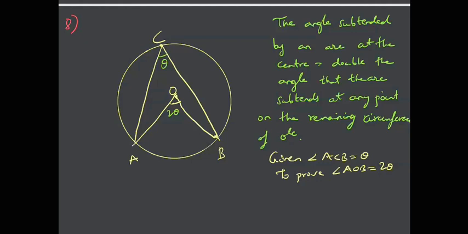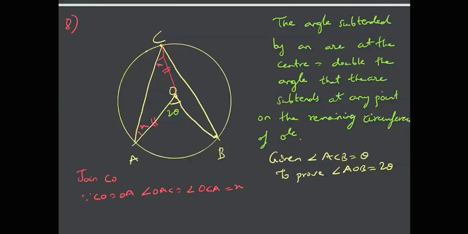Fine, so let us discuss this one. So let us join CO. Now since CO is equal to OA, then angle OAC is equal to angle OCA is equal to X. So this is X and this is X.